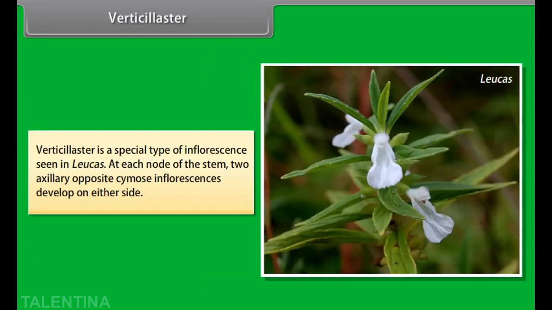Verticillaster. Verticillaster is a special type of inflorescence seen in leucas. At each node of the stem, 2 axillary opposite cymose inflorescences develop on either side.